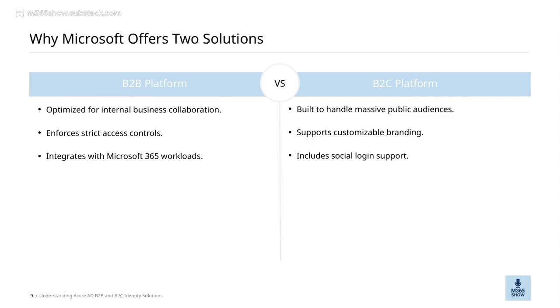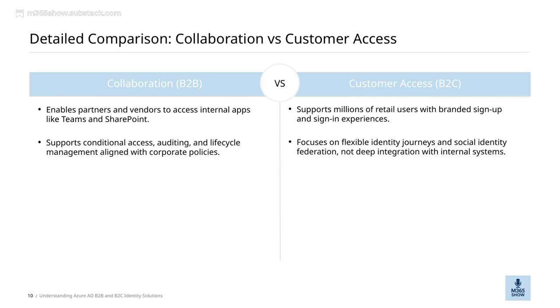On the other hand, we have Azure AD B2C, which is optimized for internal business collaboration. It enforces strict access controls to ensure security and privacy, which is crucial when dealing with sensitive internal data. Plus, it integrates seamlessly with Microsoft 365 workloads, providing a smooth experience for users within the organization. Both solutions serve different purposes, but are designed to address the specific requirements of their target audiences, whether you're managing a large public user base or securing internal business processes. This differentiation helps organizations choose the right platform based on their needs, ensuring they get the most effective and secure identity management.